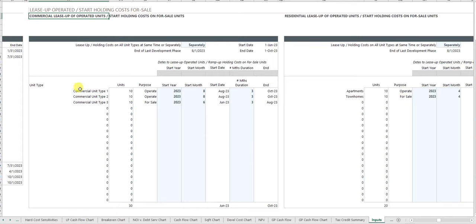And so you see here we have our unit types, the indicated purpose, operating or for sale. And here I can say, okay, in August of 2023, we start leasing up. It takes 3 months to lease up. Can do the same on the residential side.